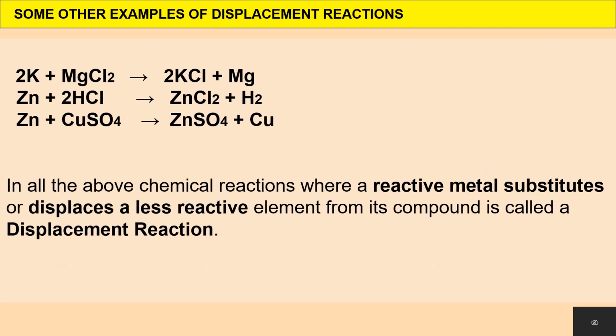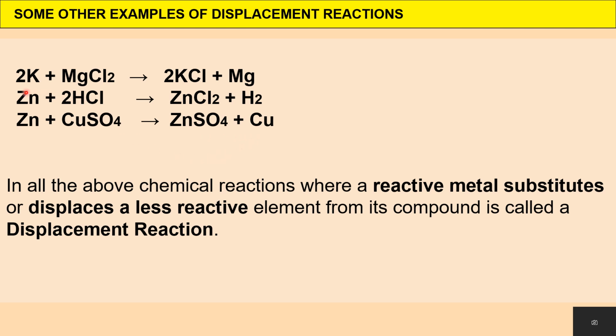Some more examples of displacement reactions. First reaction, potassium is combining with magnesium chloride to form potassium chloride and magnesium. In the second reaction, zinc combines with hydrogen chloride to form zinc chloride and hydrogen. And in the last reaction, zinc combines with copper sulfate to give zinc sulfate and copper.